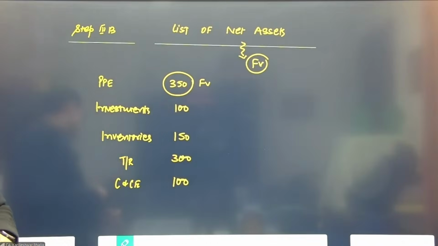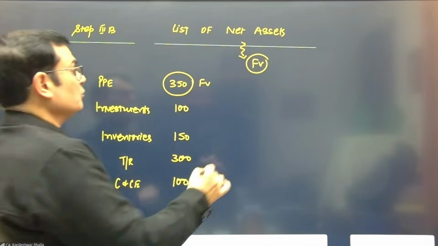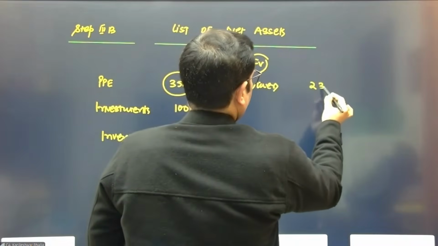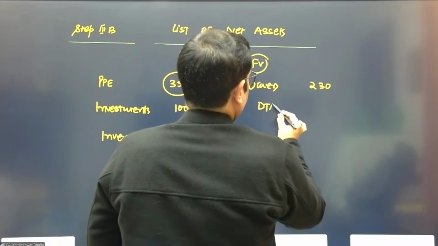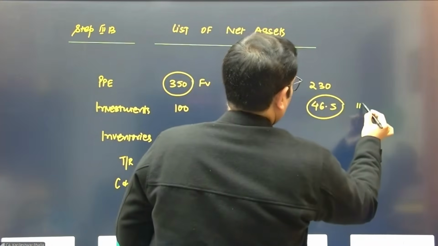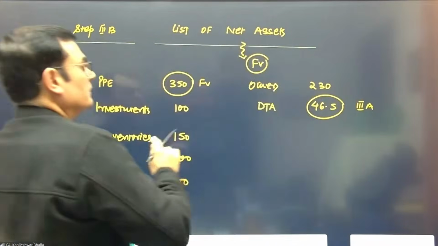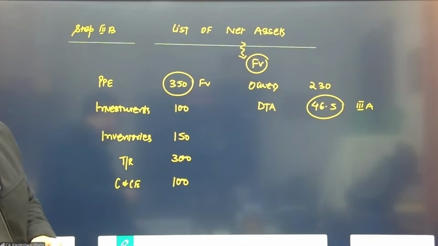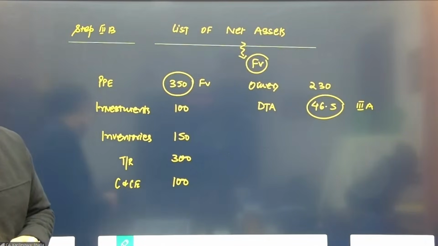And then I'm also given the others, that is 230. The others is 230. Lest we forget, let's take the DTA. That is what we have taken from step number 3A. That is always a part of this list. I think that's it on the asset side. I don't see that there's any other item.